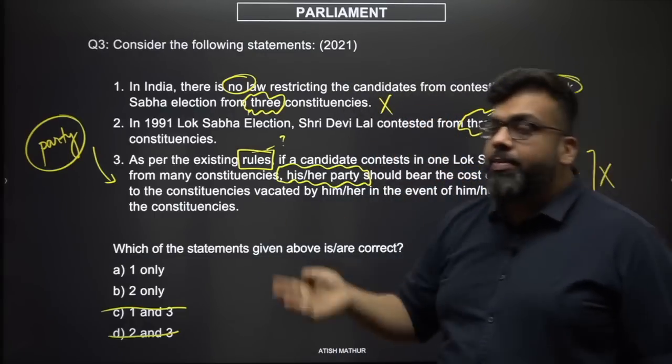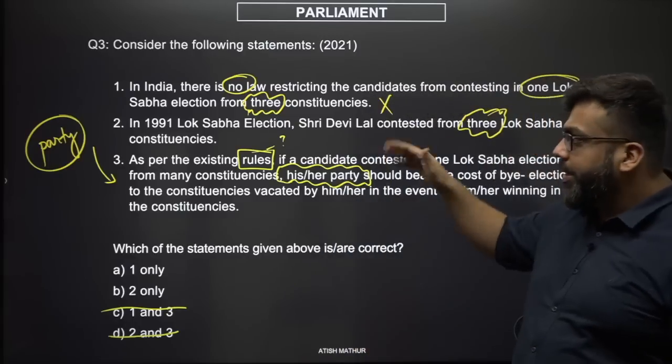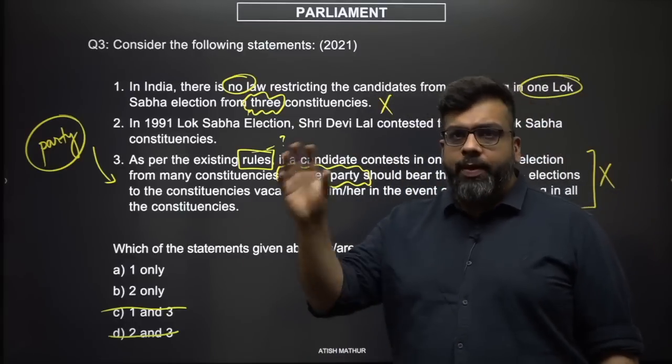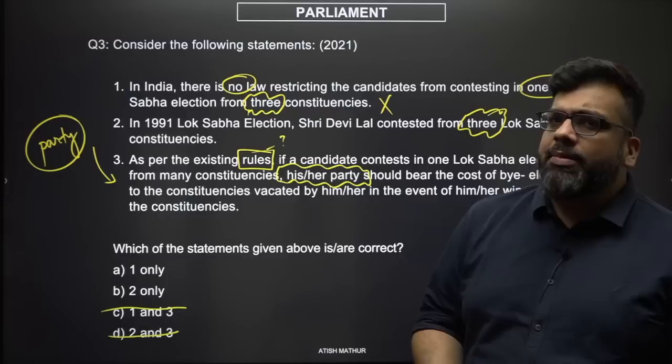However, there were amendments in 1996 which were actually made to the Representation of the People Act, where we put the limit to 2. But that is something you can't remember.